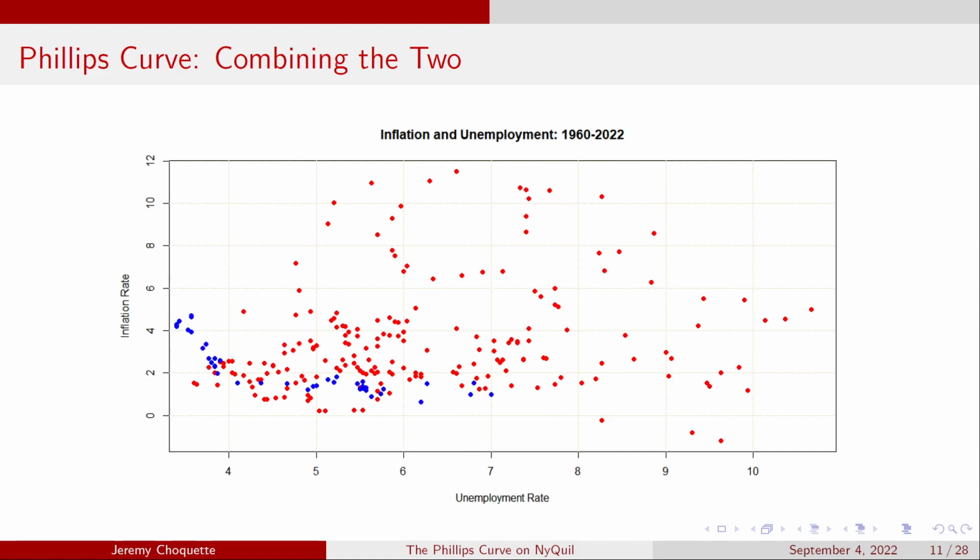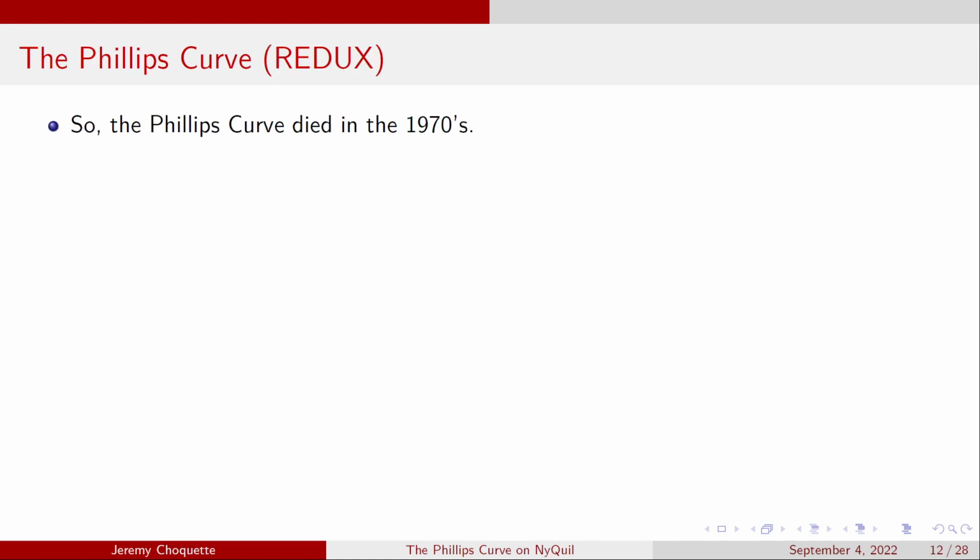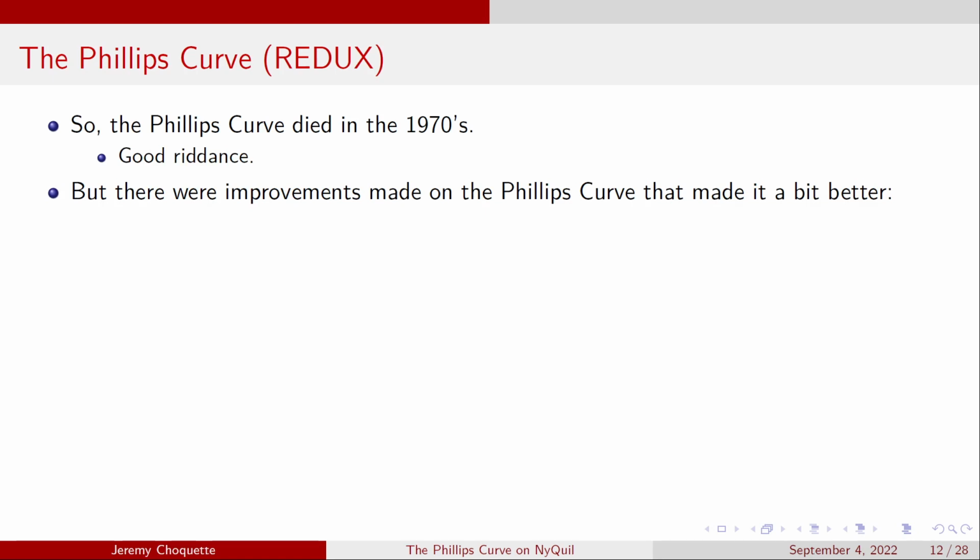Blue dots are from 1960 to 69. Red dots are from 69 to 2022. We can see that after the 1960s, things just kind of went all over the place, and there was no discernible relationship between inflation and unemployment. So the Phillips curve died in the 1970s.